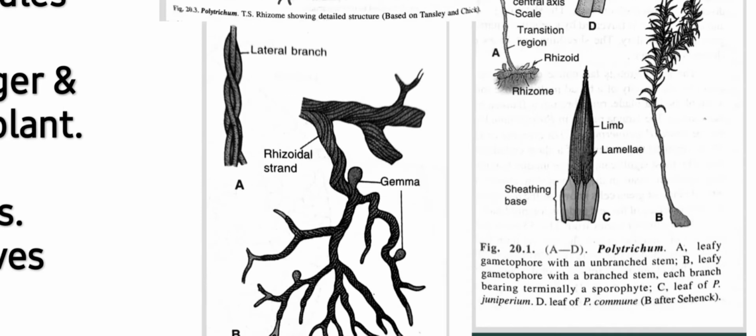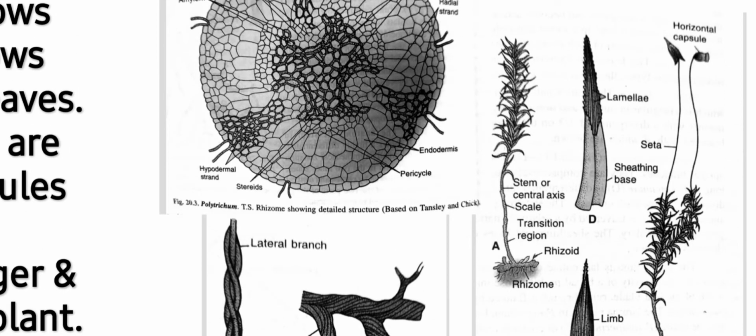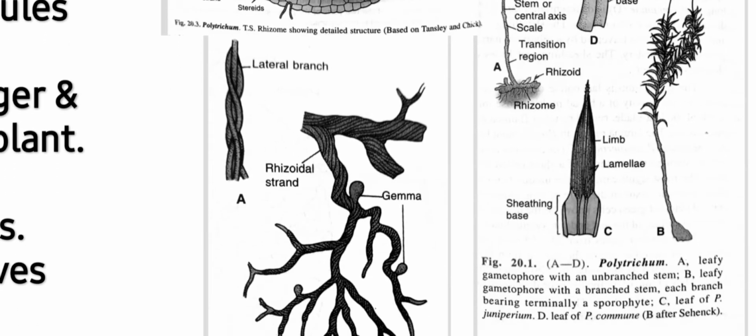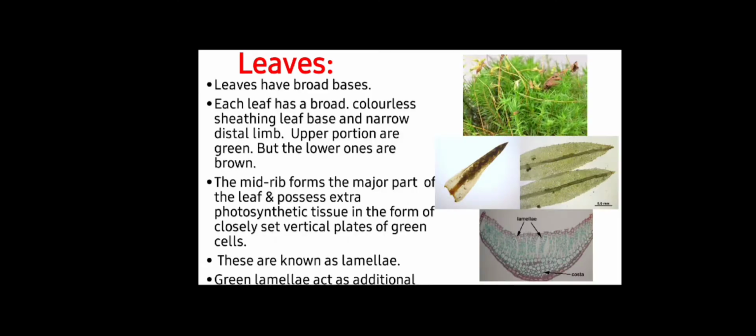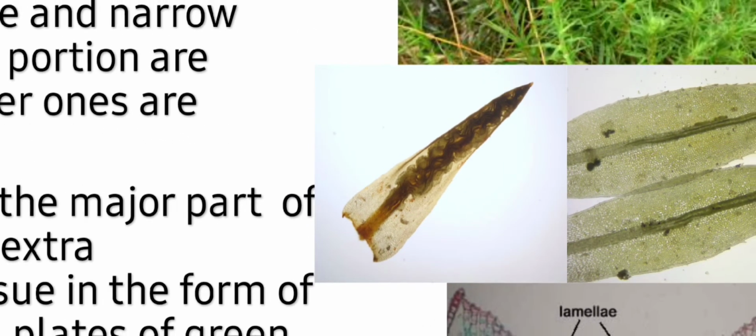You can also see the leaf of Polytrichum juniperinum and the leaf of Polytrichum commune. This one is the leaf of Polytrichum juniperinum and the second one is the leaf of Polytrichum commune. So let's understand the structure of leaves in detail. Leaves are recognized by their broad base. Each leaf has a broad colorless sheathing leaf base and a narrow distal limb, as you can see in this image.